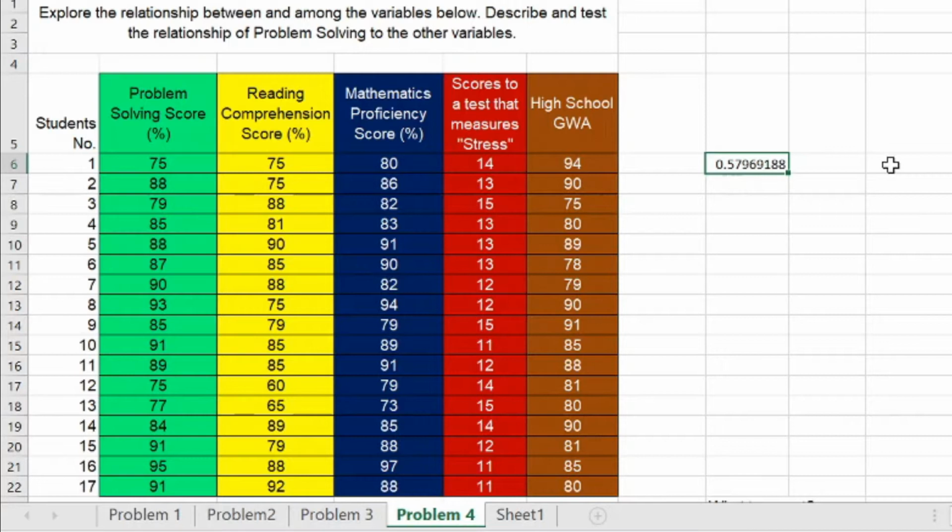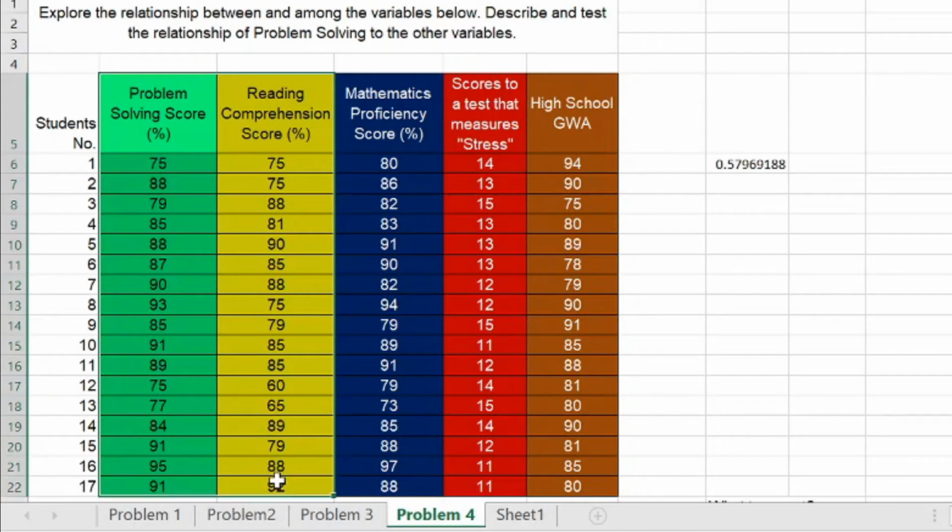It will give us a number that is between -1 and +1 inclusive. It cannot go beyond that number. This is the coefficient describing the relationship of the first pair of variables.